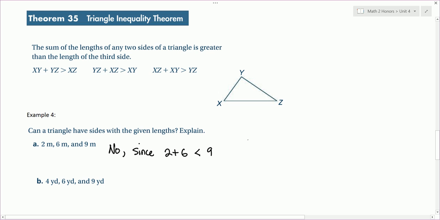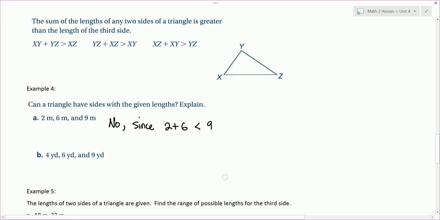We would need the two smaller sides to be greater than that third side. On part B, if we take the two smaller sides, 4 and 6, and add them together, that's 10, which is larger than 9, and so we would say yes, by the triangle inequality theorem.